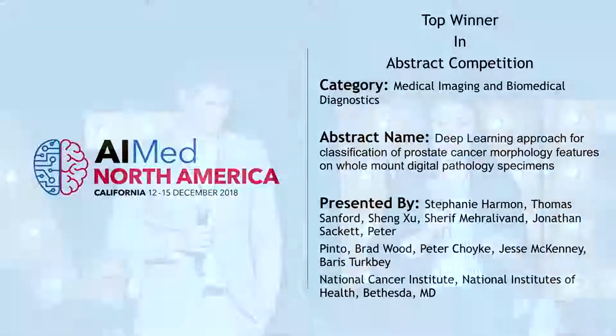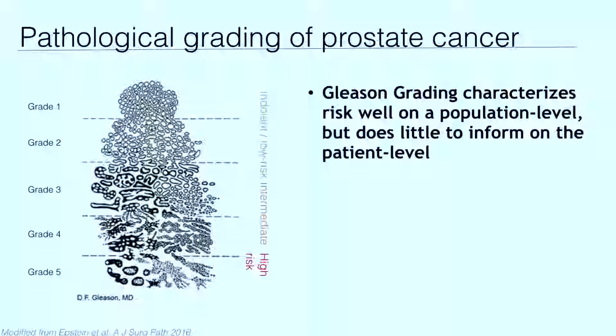My name is Stephanie Harmon. I'm a postdoc imaging physicist turned data scientist within the molecular imaging branch of the National Cancer Institute. My name's Tom Sanford. I'm a clinician who has the deep distinction of sitting right next to Dr. Harmon here.